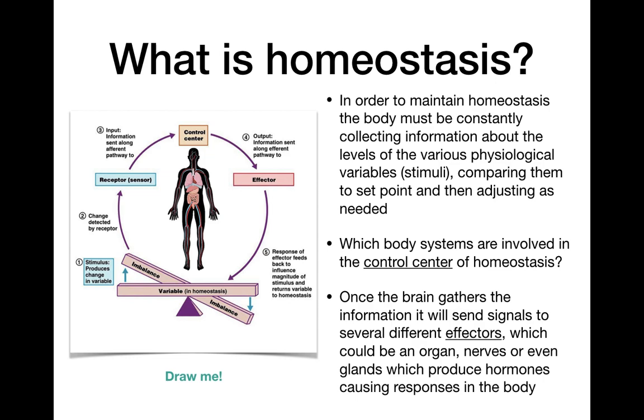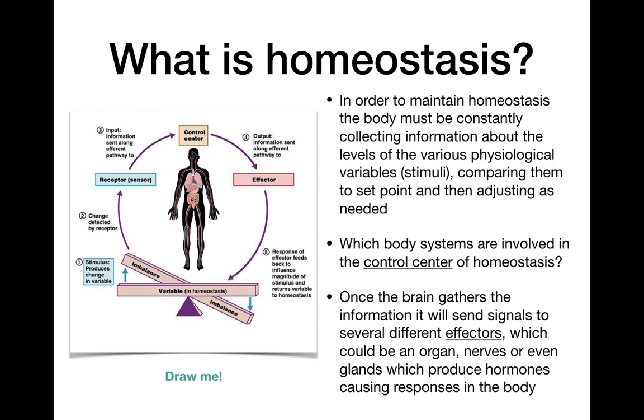Well, there's two: the brain and the endocrine system. So that's the nervous system and the endocrine system. The brain is the most important one. It's going to gather all that information from the nerves all over the body, and then it will send signals based on that information to different effectors. Effectors are things that can react to the brain signal.